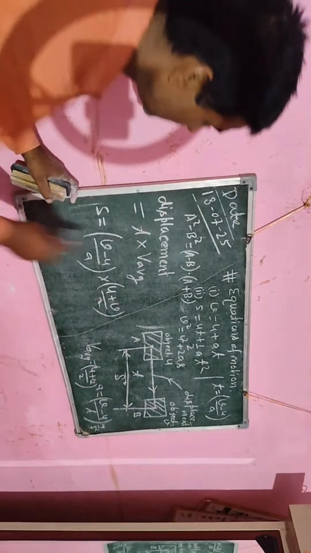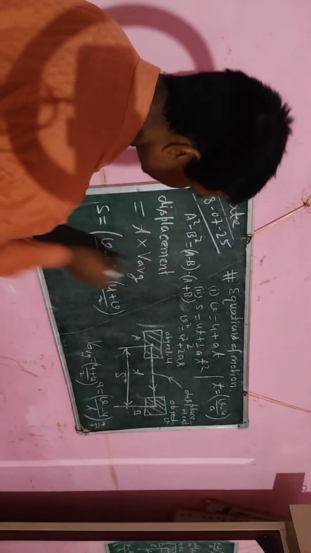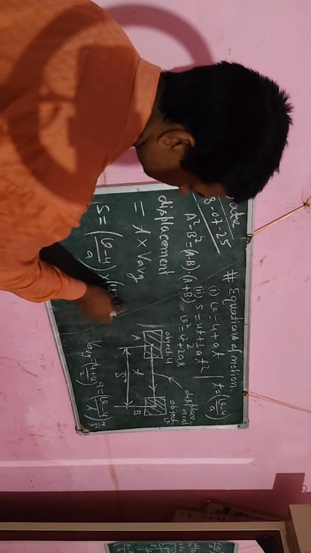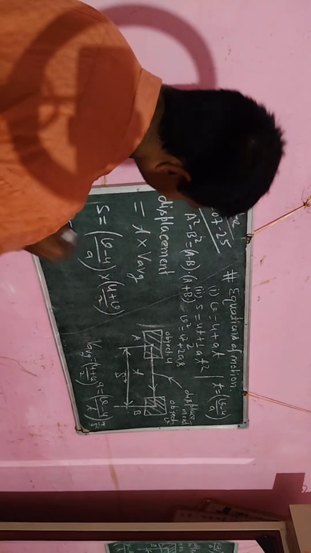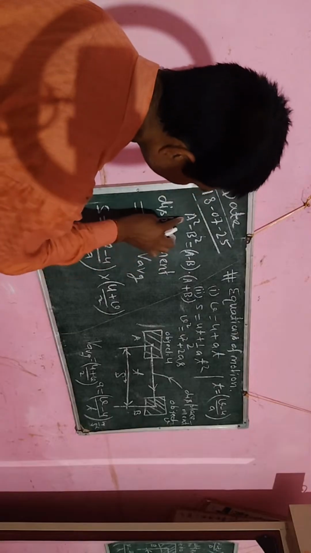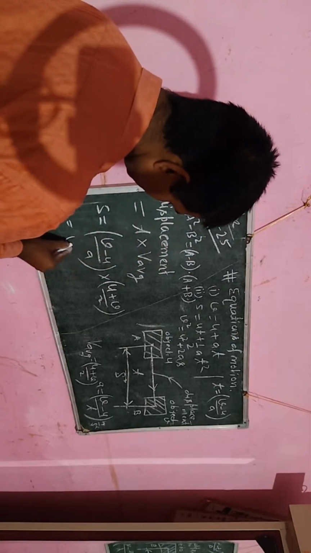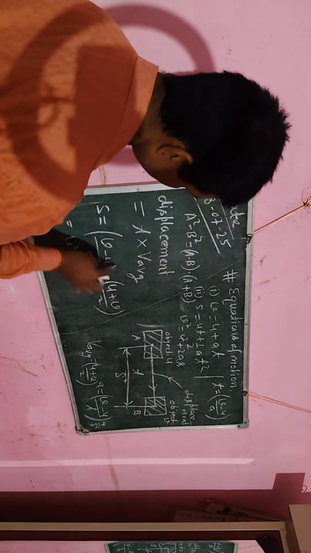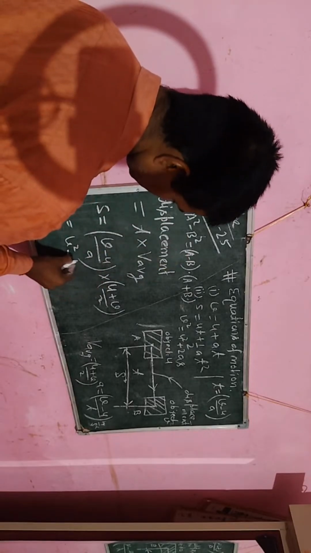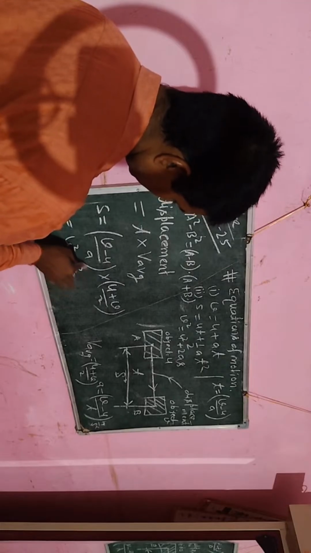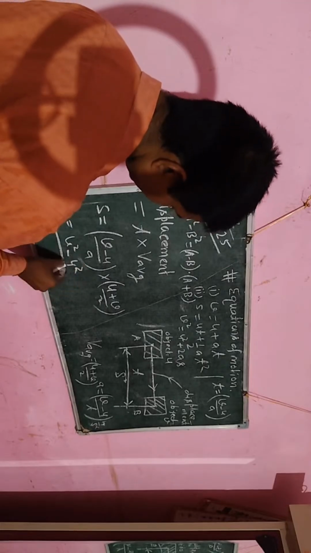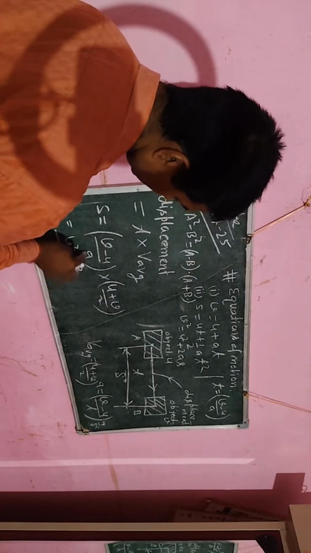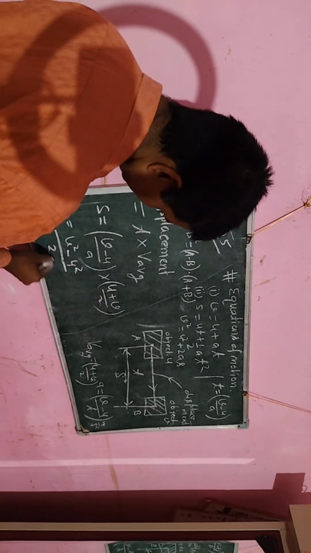So here, in one bracket a minus b, that is v minus u, and in the other bracket a plus b, that is v plus u. So I can write a square minus b square. In the place of a, here v is available, so I put v square, and in the place of b, u is available, so I put u square. After putting that, in the denominator I have to write a into 2, so I will write 2a here.